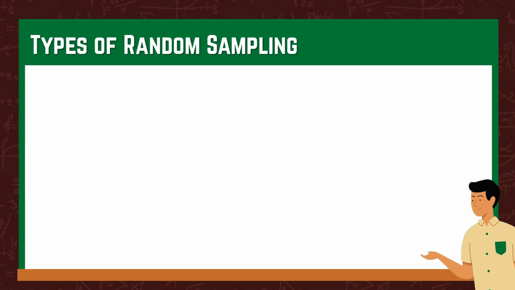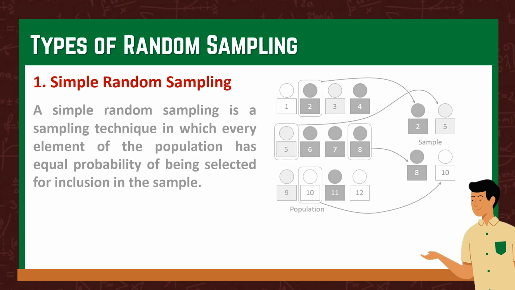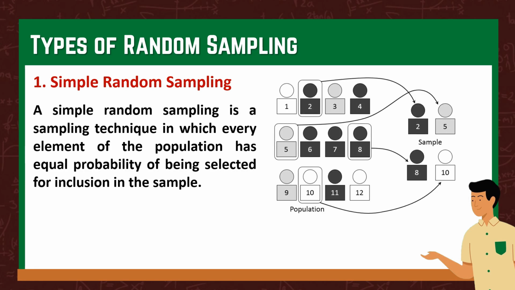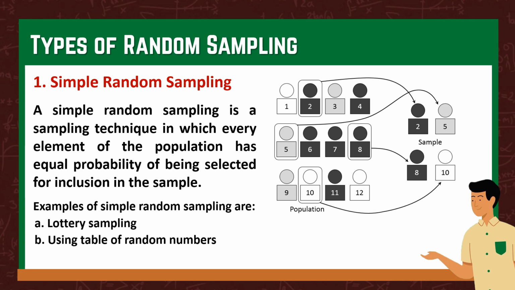May iba't ibang klase ng random sampling na ginagamit depende sa laki ng population o ang tinatawag na population size. Ang karaniwang ginagamit para sa average population size ay number 1, simple random sampling. A simple random sampling is a sampling technique in which every element of the population has equal probability of being selected for inclusion in the sample. Examples of simple random sampling are lottery sampling and using table of random numbers.